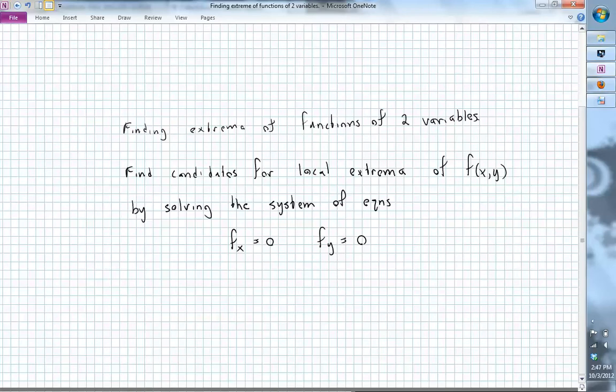And that still happens in Calc 3. In fact, it gets even more interesting because not only do you have that odd situation where the derivative is 0 and it fails to be an extremum, but you have other more interesting situations that I'll illustrate today. Something called a saddle point, for example.